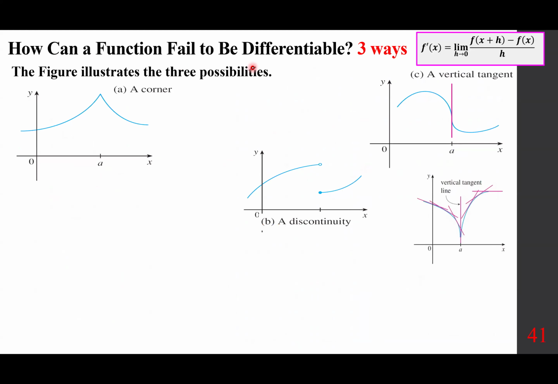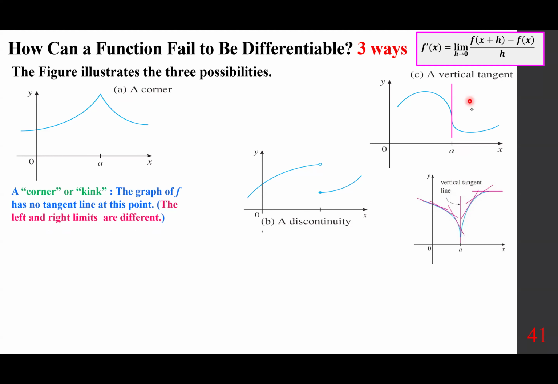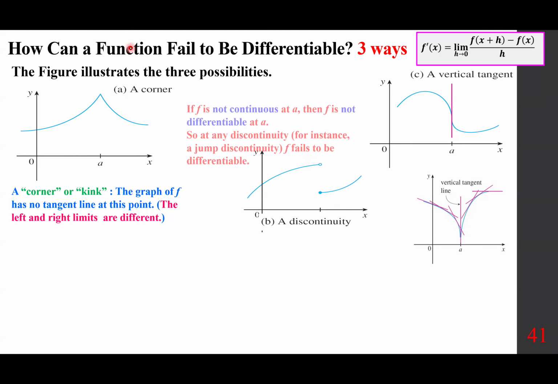How can a function fail to be differentiable? There are three ways. One, if there is a corner, a sharp corner. Two, a discontinuity. Three, a vertical tangent line. So a corner or kink, the graph of f has no tangent line at this point. The left and right limits are different. So the question is, where do you draw the tangent line?